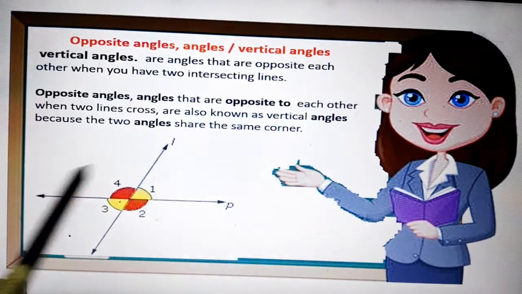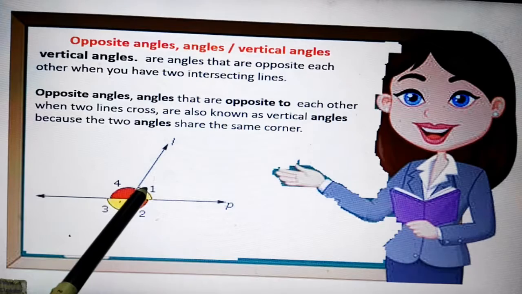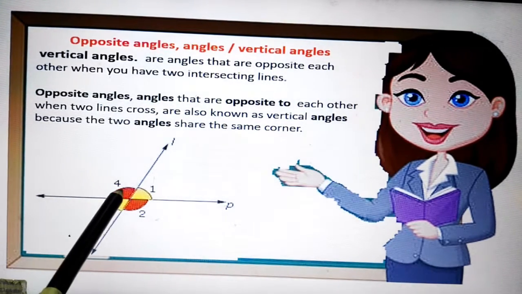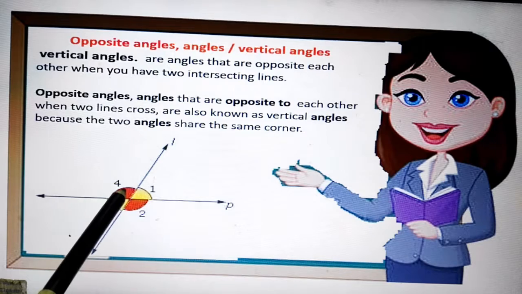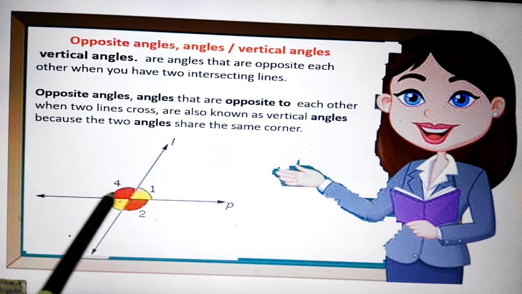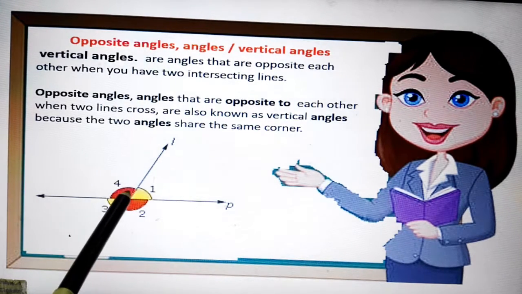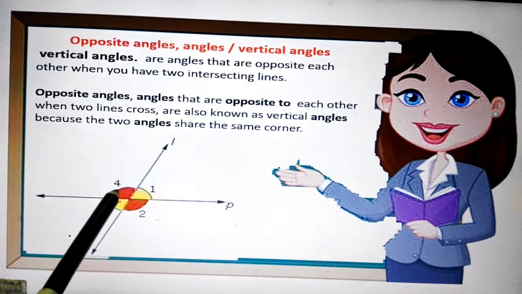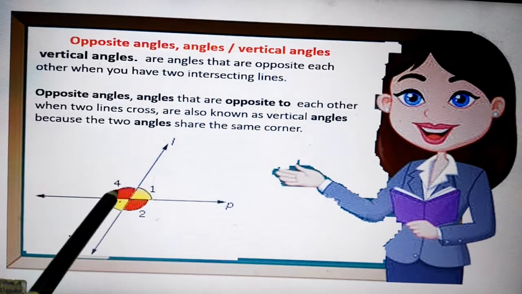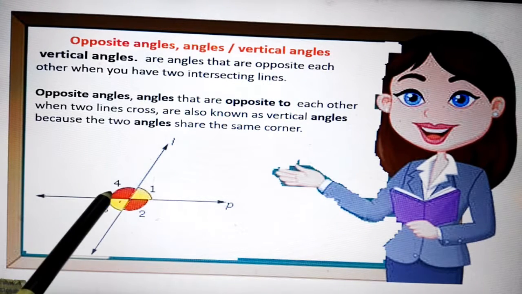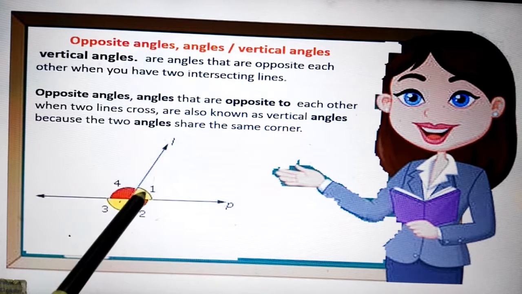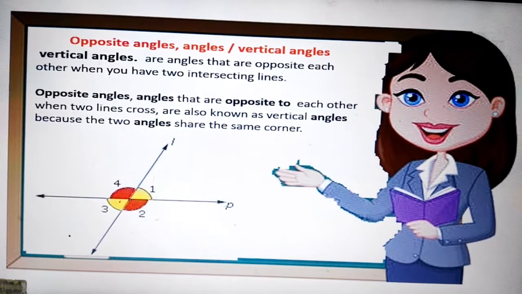When these two lines cut each other, they make four angles, 1, 2, 3, 4, and these four angles have a common vertex. So these angles are called opposite angles or vertical angles. These are vertical opposite angles. 1 and 3, shown by yellow color, and 2 and 4, these are vertical opposite angles shown by red color. 1 and 3 are equal, and 2 and 4 are equal.